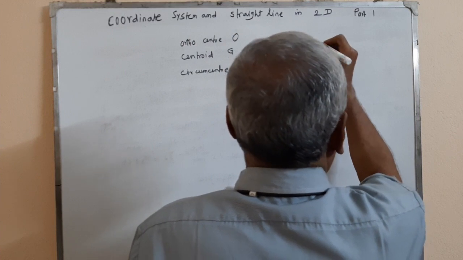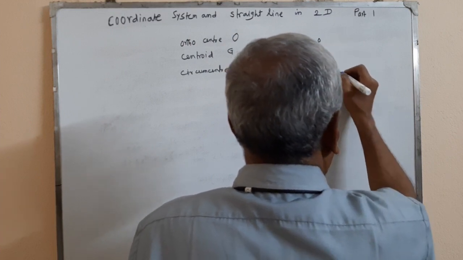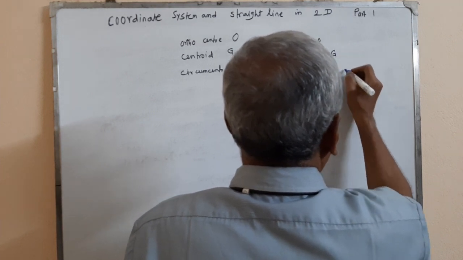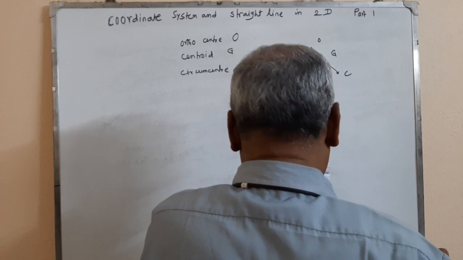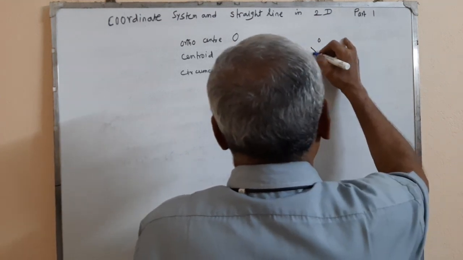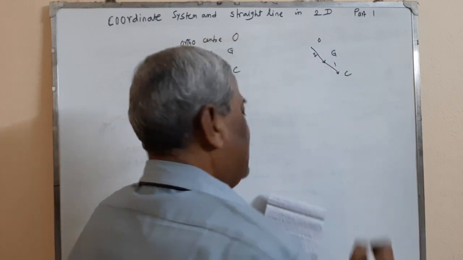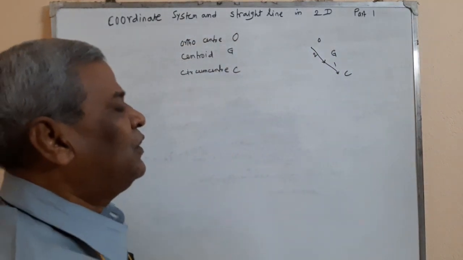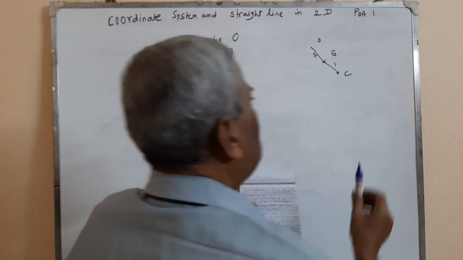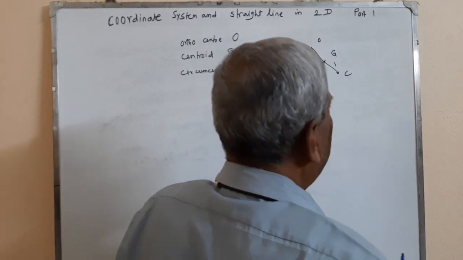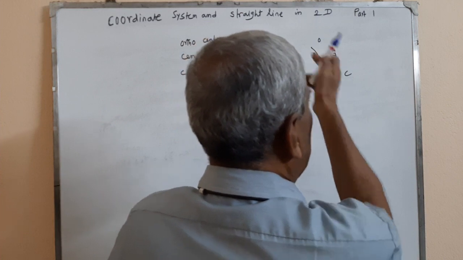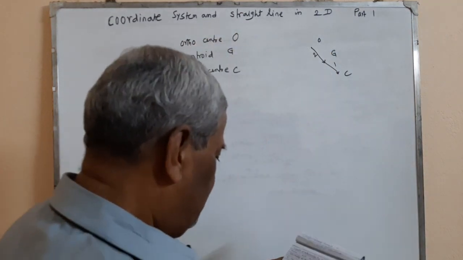And if this is O, this is G, and this is C, then G divides OC internally in the ratio 2:1. It is a very, very important formula for any competitive examination, because knowing any two, you can find the other. At that time you have to use this relation.